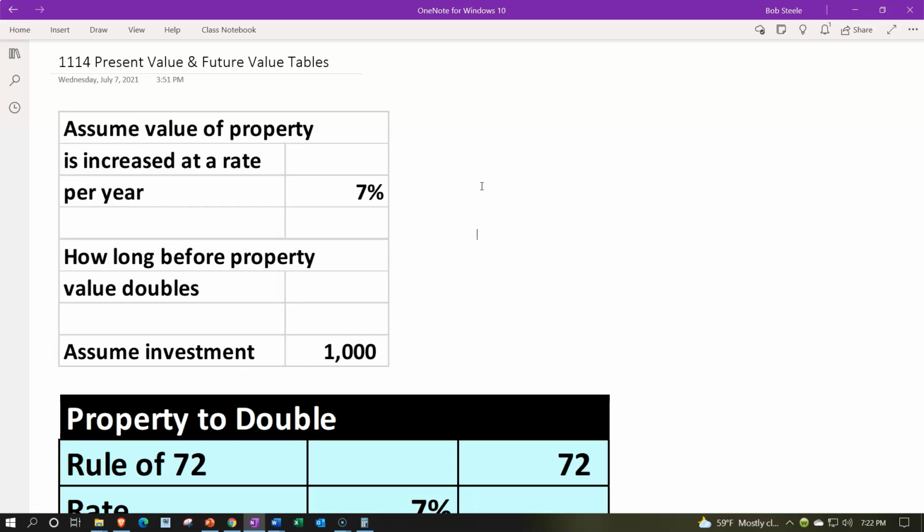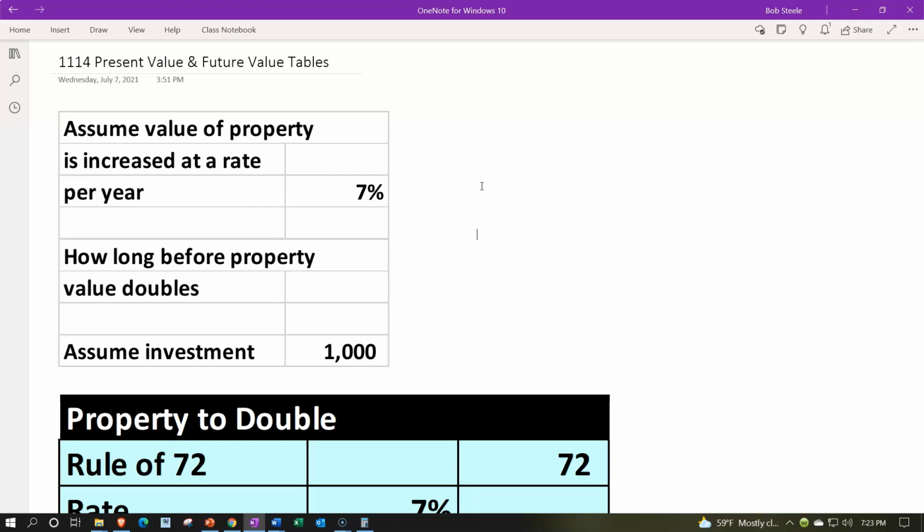So our information up top: we're going to assume the value of the property increases at a rate per year of 7%. That could be some type of investment generally. Could be land, could be a house, could be your savings account, could be stocks that we're assuming are going to go up at 7%. Then we're going to ask how long before the property value doubles, which we can think of abstractly without even knowing the dollar amount of the original investment.